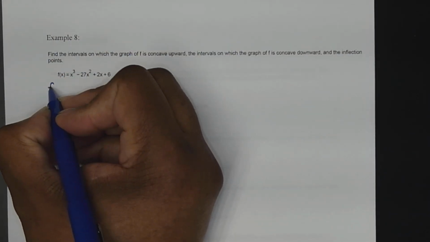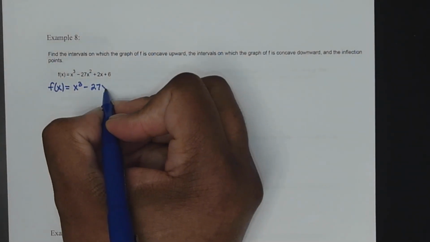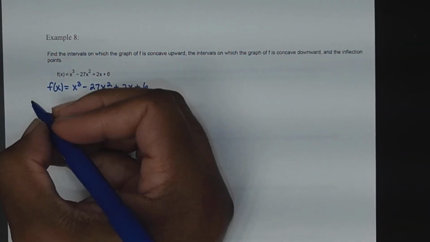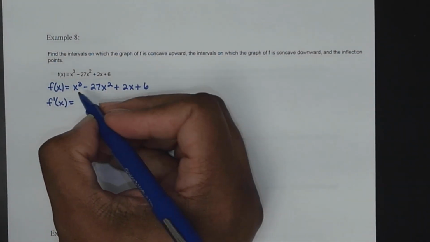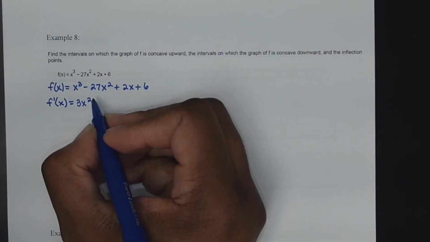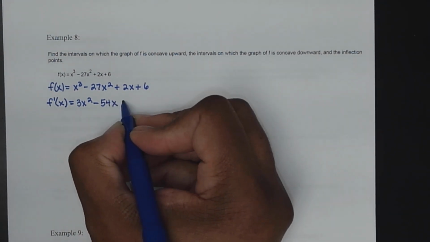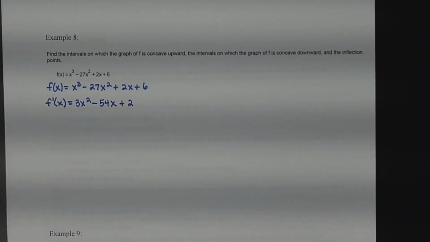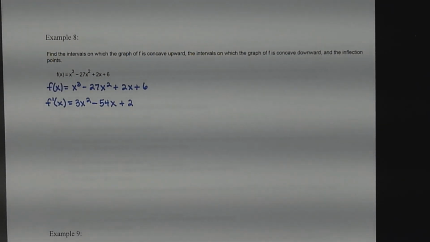And I'll go ahead and rewrite the function. f of x is equal to x cubed minus 27x squared plus 2x plus 6. And let's find the first derivative, f prime of x. The derivative of x cubed will be 3x squared. The derivative of minus 27x squared will be a minus 54x, plus the derivative of 2x will be 2, and the derivative of 6 will be just 0. So that's f prime of x, 3x squared minus 54x plus 2.